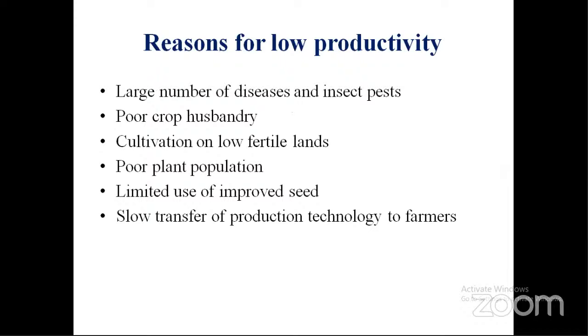Here we can see the reasons for low productivity. Generally, pulses and oilseeds have low productivity in India compared to other countries. There are so many reasons behind this. First one is a large number of diseases and pests for sesame, poor crop husbandry, poor agronomic management practices. Generally, farmers cultivate these pulses and oilseeds on low fertile lands, small and marginal lands, dry land areas without irrigation facilities.